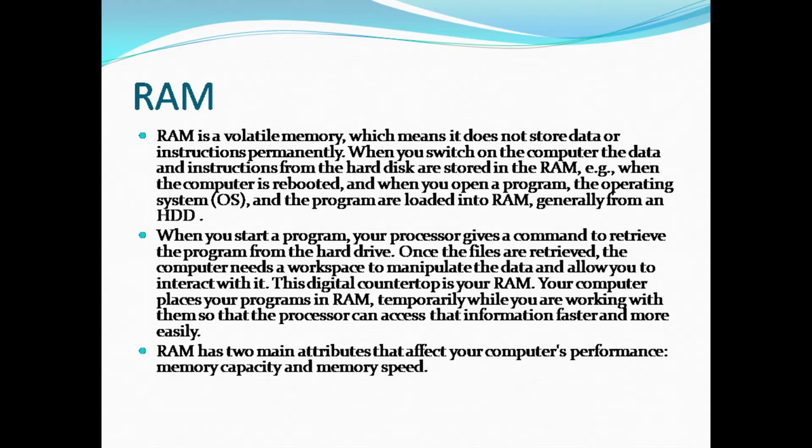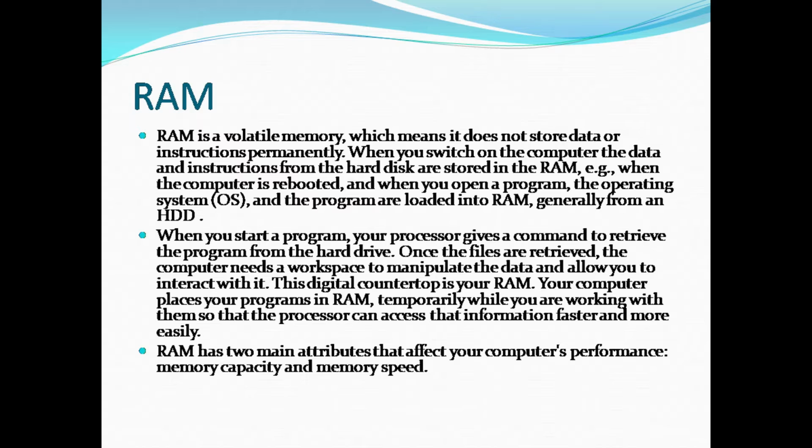When you switch on the computer, the data and the instructions from the hard disk are stored in the RAM. For example, when the computer is rebooted and you open a program, the operating system and the program are loaded into RAM, generally from your hard disk. When you start a program, your processor gives a command to retrieve the program from the hard disk. Once the files are retrieved, the computer needs a workspace to manipulate the data and allow you to interact with it. This digital counterpart is nothing but the RAM.